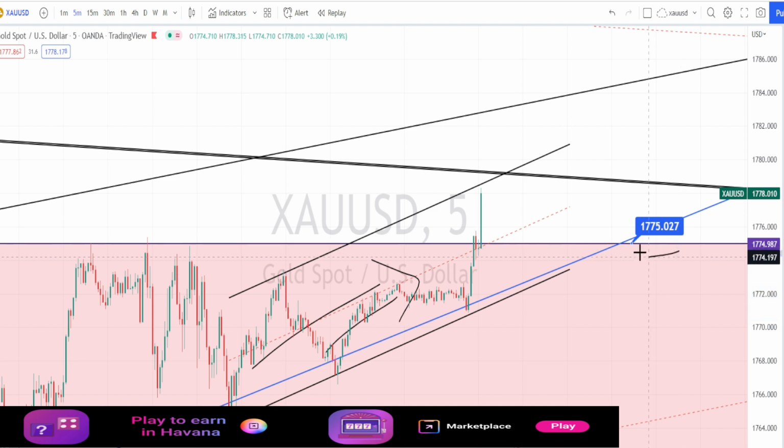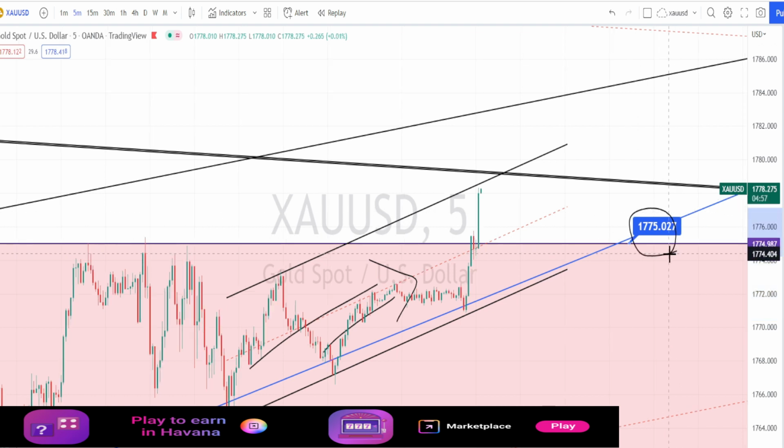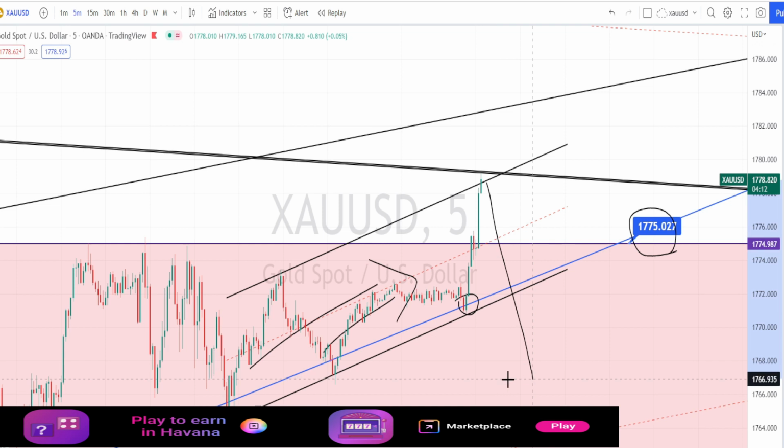It has also broken the very strong resistance level of 1775, which shows the bullishness is very strong in 5 minutes time frame also. Only when the price action breaks this blue color support line from the hourly time frame, it will be a bearish trend reversal in 5 minutes time frame also.